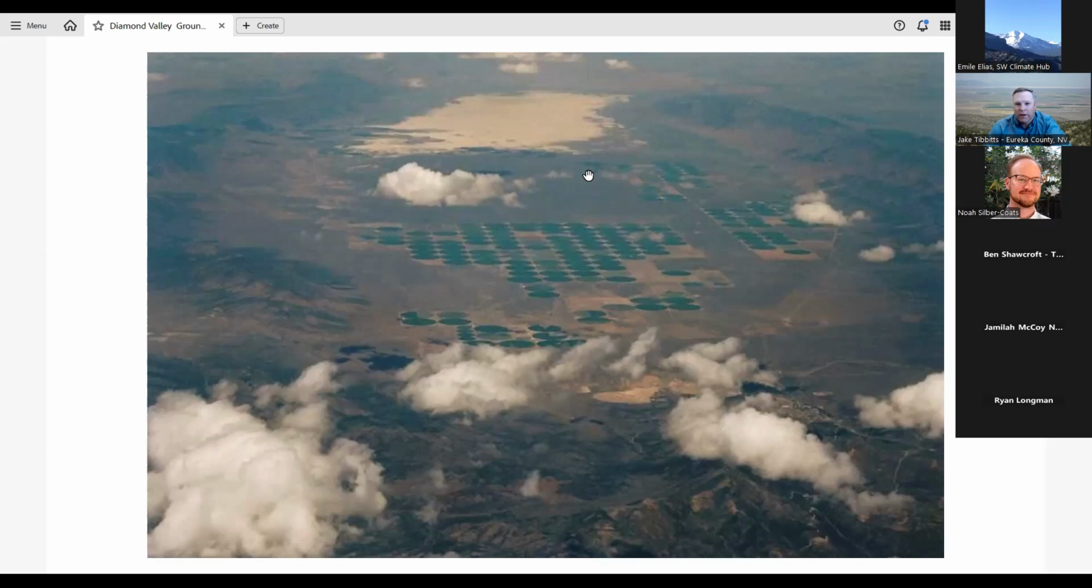We have small amounts of surface water irrigation from some of the small streams that drain off of the mountains, but it's very small in comparison. And all those circles you see out in the valley are all dependent on groundwater pumping.